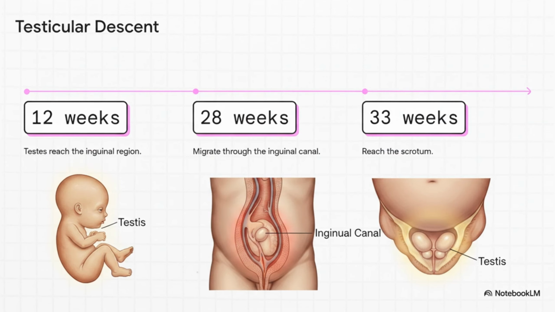You've got to know the timeline for this descent inside and out for your boards. Normally, the testes reach the inguinal region by about 12 weeks of gestation. Then, they migrate through the inguinal canal by 28 weeks, and finally, they arrive at their ultimate destination in the scrotum by 33 weeks. 12, 28, and 33 weeks. Definitely commit those milestones to memory.